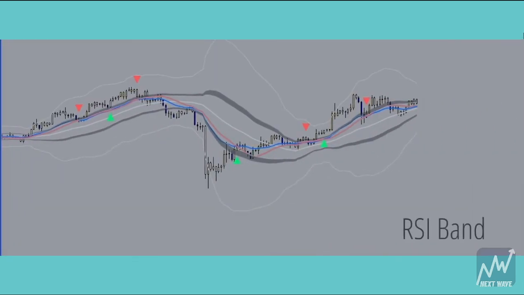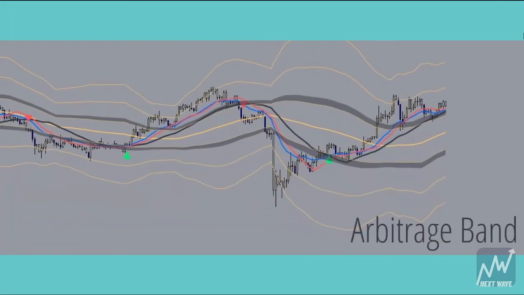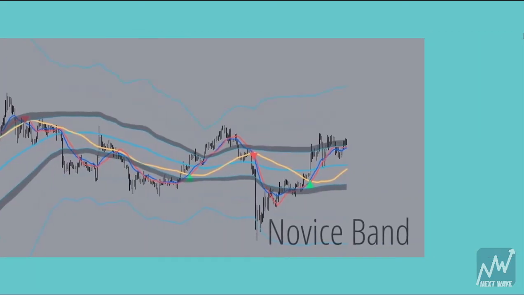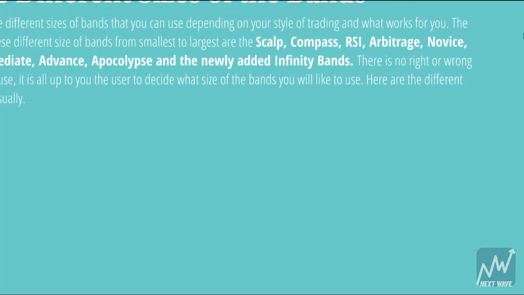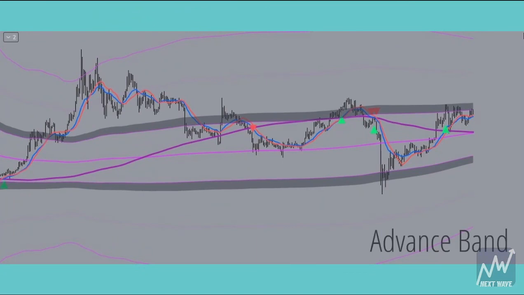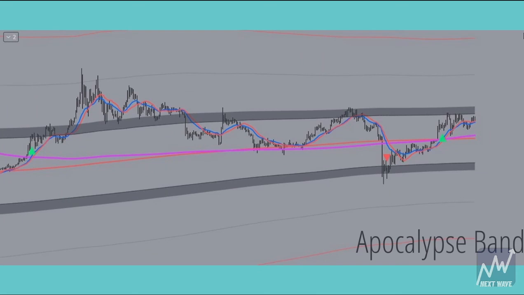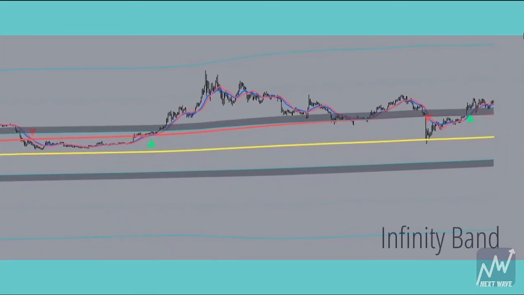the RSI band, the Arbitrage band, the Novice band, the Intermediate band, the Advanced band, the Apocalypse band, and finally, the Infinity band, the largest band of them all.